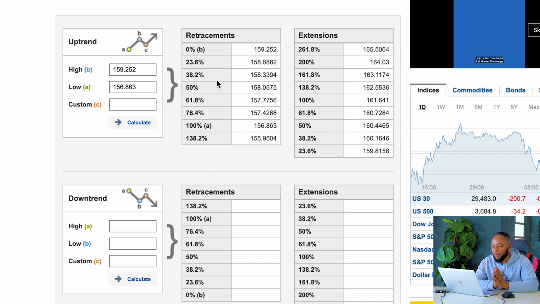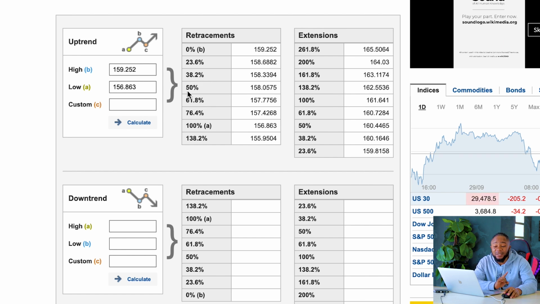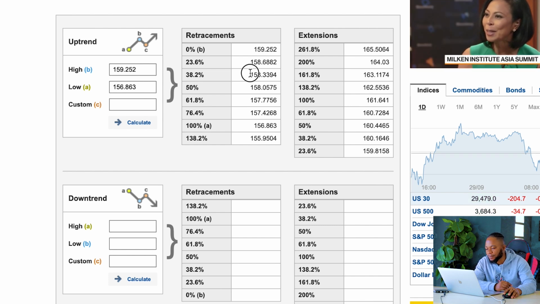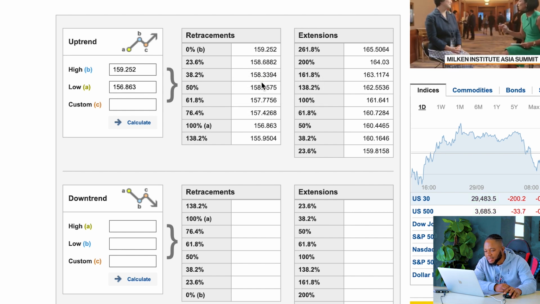And what level are we expected to buy? We're expected to buy at the 38.2% level or the 50% level. So you can buy at any of these prices. Let's start with the first price, which is the 38% level. You just read the figure which is there: 158.33.